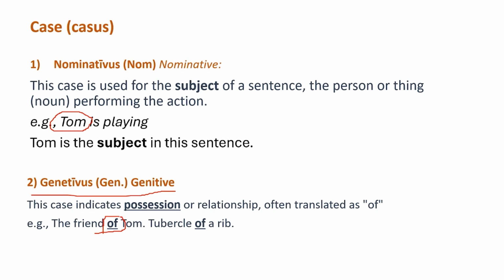Whose friend? Tom's friend. Of. Another example is tubercle of a rib. Of. Tubercle of a rib. So this shows possession. Who possesses the tubercle? It's the rib that possesses the tubercle. Who has got friends? Tom has got the friends. So this suggests a relationship or possession.